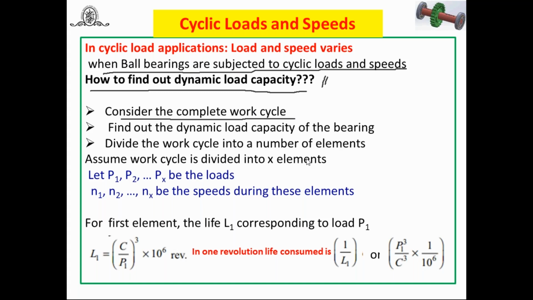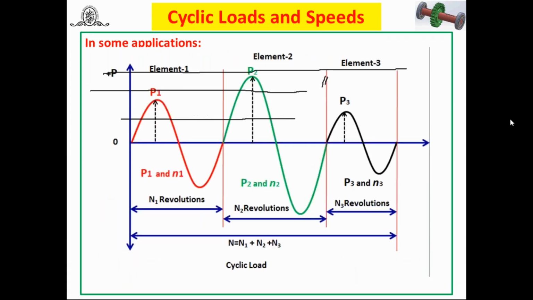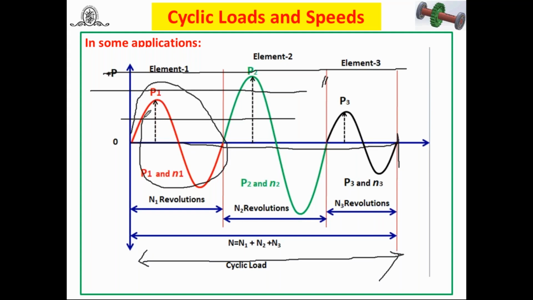Now here, instead of explaining, I would like to show one figure again. It's a varying load condition figure. Look at this. I have considered from up to this end. This is one complete work cycle. Now this work cycle is divided into three elements: this is element 1, this is element 2, and this is element 3.